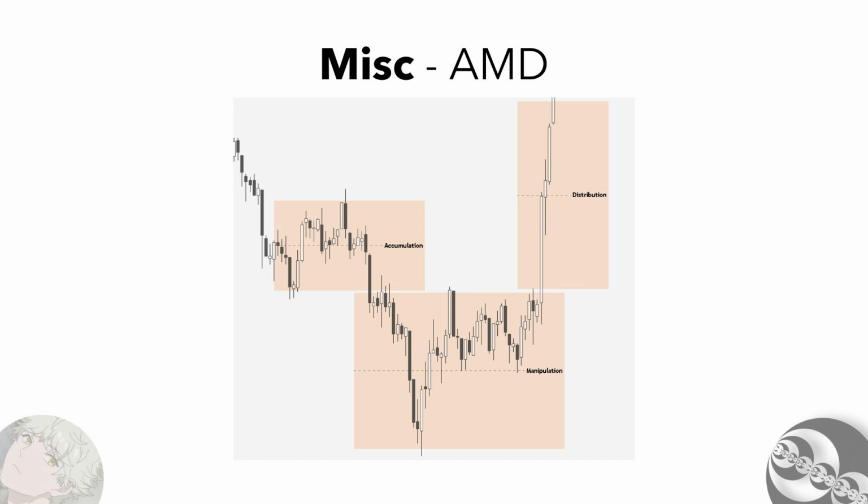One very important way to use AMD is the session AMD. This means that we anticipate Asia session to accumulate, London to manipulate, and New York to distribute. This can help give you a bias on the higher time frame and is what I use to determine my bias most of the times.